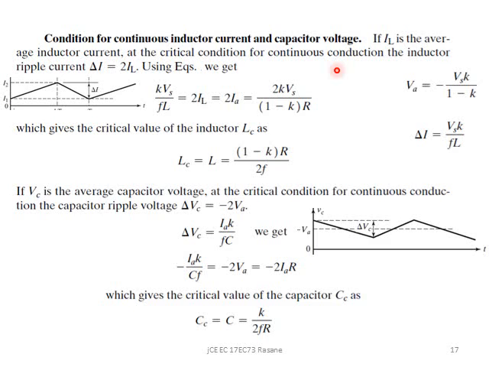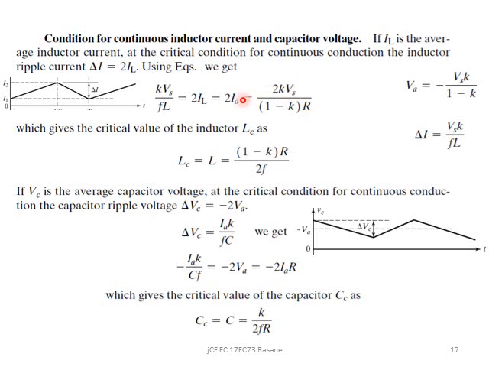And also we know that delta I is equal to Vs into K upon FL. So substituting delta I as K Vs upon FL, this becomes equal to 2 times IL. IL is nothing but the load current, that is 2 times Ia. So this becomes equal to 2 into K into Vs upon 1 minus K into R.